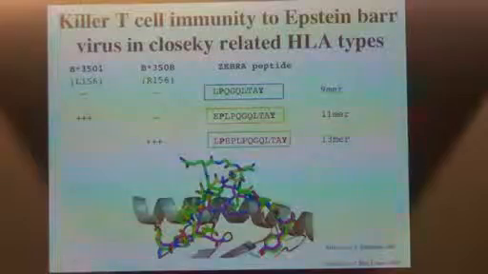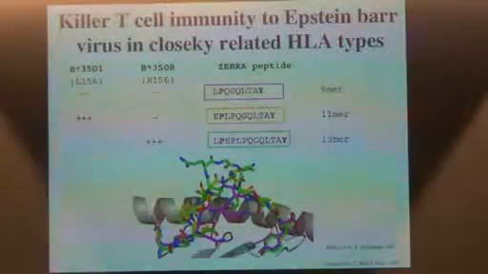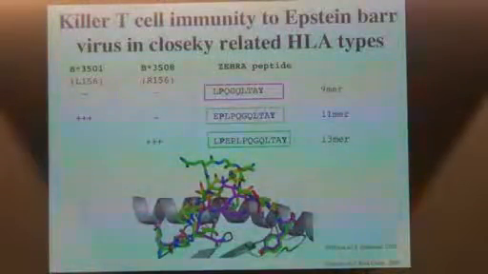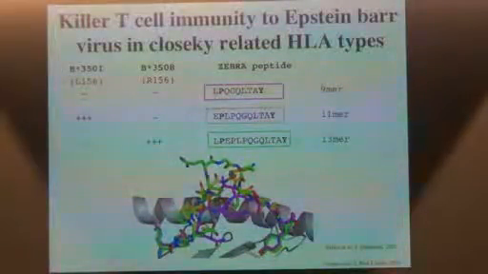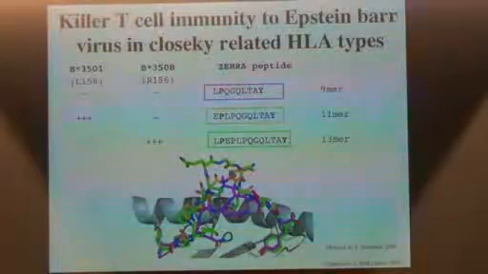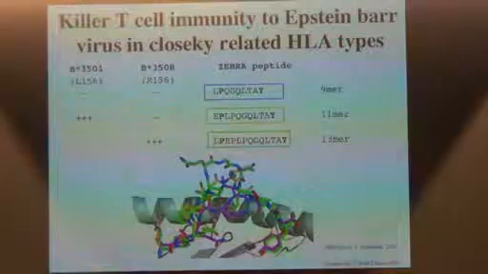So these fine-grained differences can end up being life and death matters when you're in an arm wrestle, an evolutionary arm wrestle with a virus. And we know, for instance, that these differences can make a huge impact on your clearance of HIV, which is dependent on showing HIV peptides to the killer T cells.